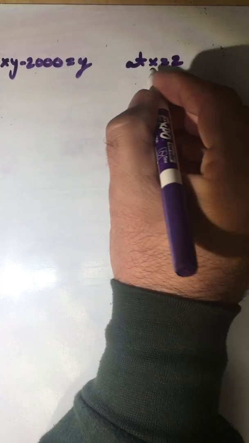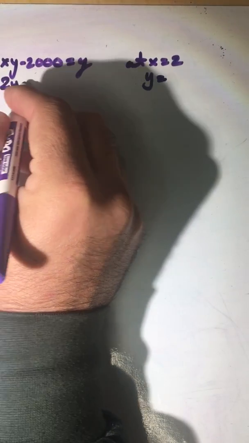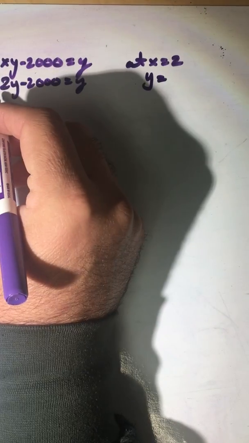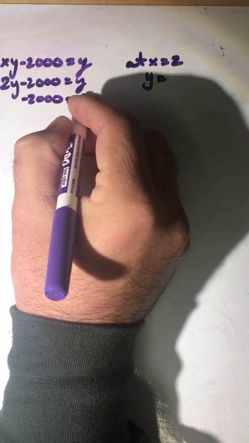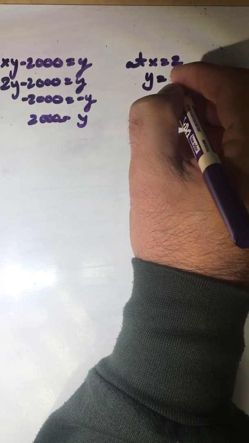So we're going to need the y value here. We're going to just plug in that x. So I get 2y minus 2,000 equals y. I'll subtract 2y, so I get negative 2,000 equals negative y, so therefore y equals 2,000. So there's the point of tangency.